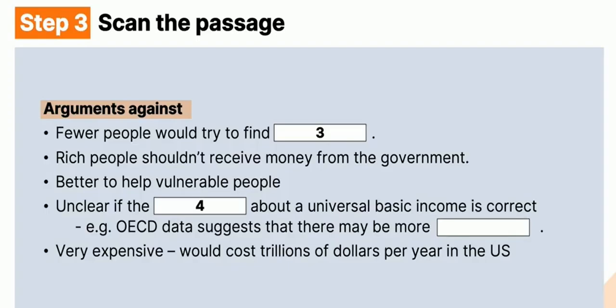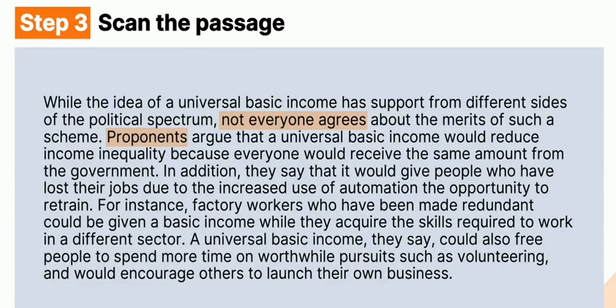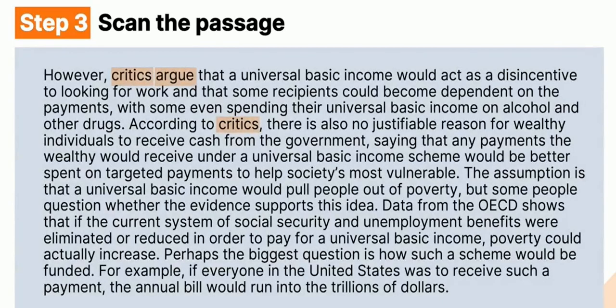If you scan the text, these two paragraphs stand out. In these paragraphs, you can see some words with similar meanings, including not everyone agrees and proponents, which means supporters or people who agree. As we continue, we see the words critics and argue. This tells you that you have probably found the right place in the text.